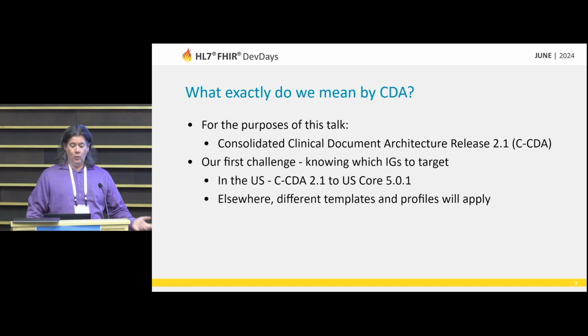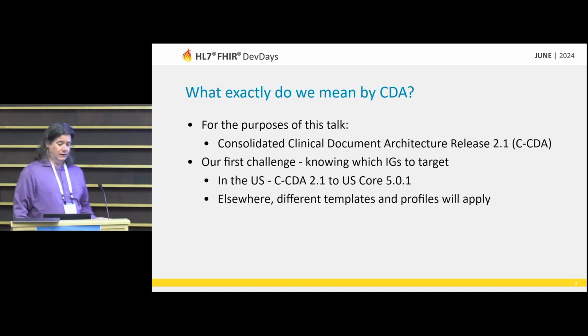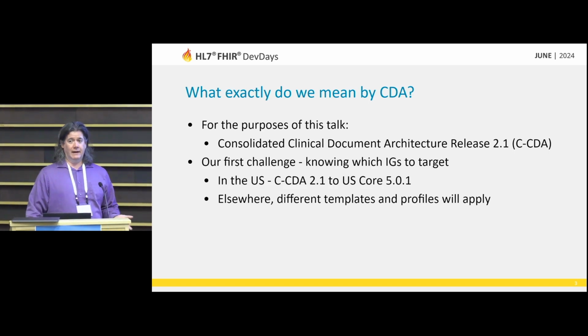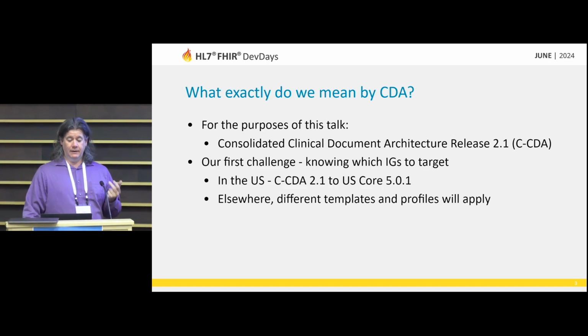So what exactly am I going to mean when I talk about CDA? For the purposes of this talk, when I say CDA, I mean Consolidated CDA Release 2.1, simply because this is the one that I'm most familiar with. I know that in the United States, most of the clients that we've been talking to are most interested in converting CCDA documents into US Core 5.0.1. However, we are also aware that there are other implementation guides in use elsewhere in the world.